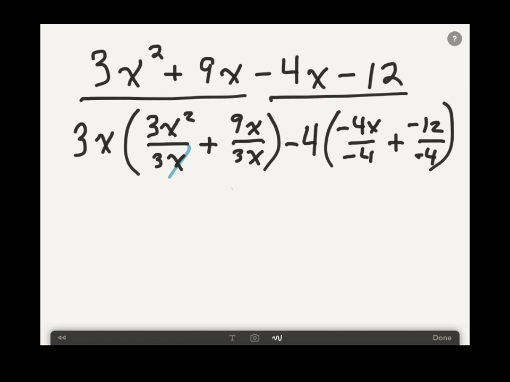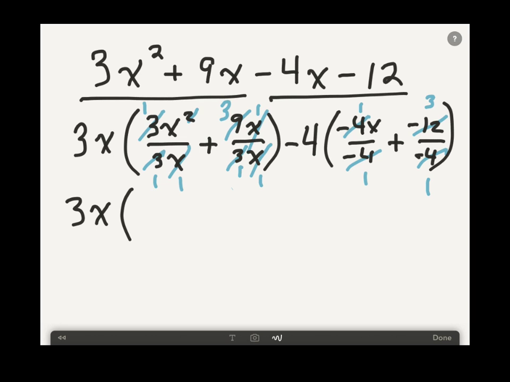So I see that this x cancels with one of those x's, and this 3 cancels with that 3. This x cancels with that x. That 3 cancels with that 9, so that goes in 3 times. I guess I should be careful and write my 1s here. And do the same thing in the second set of parentheses, so that negative 4 and that negative 4 cancel with each other. And negative 4 goes into negative 12 3 times. So the 3x comes along for the ride.